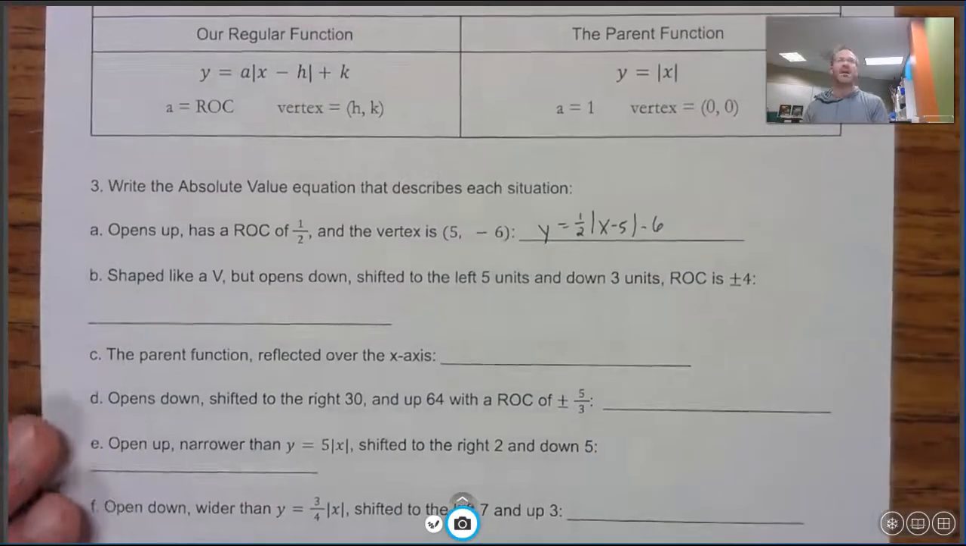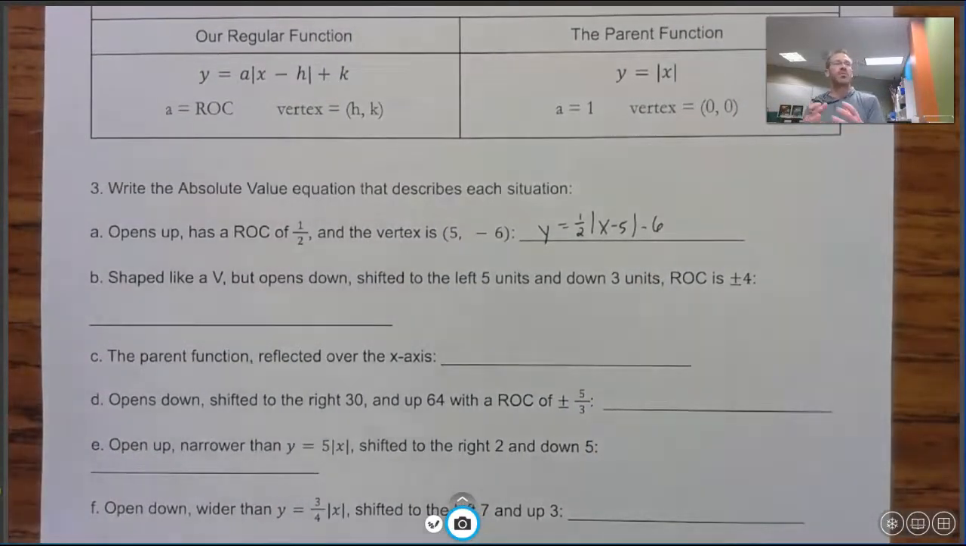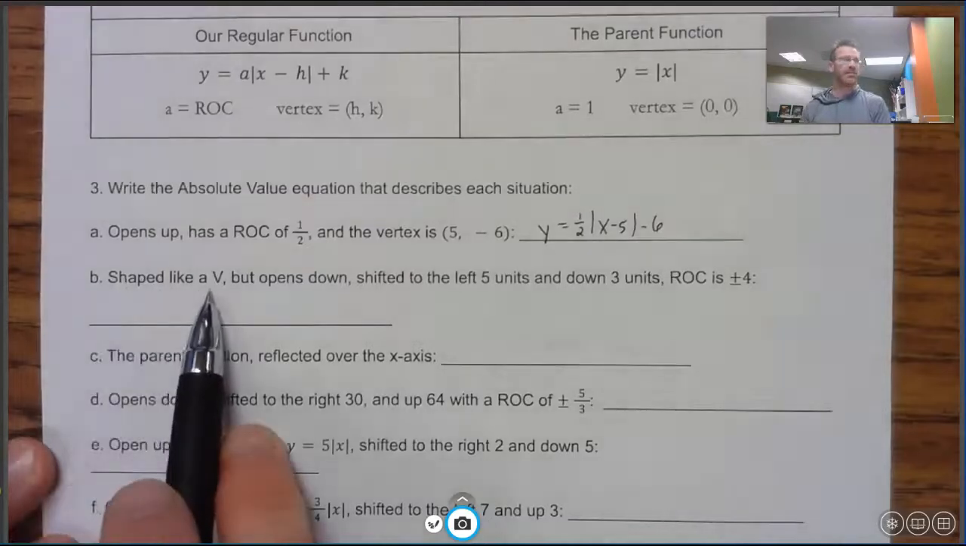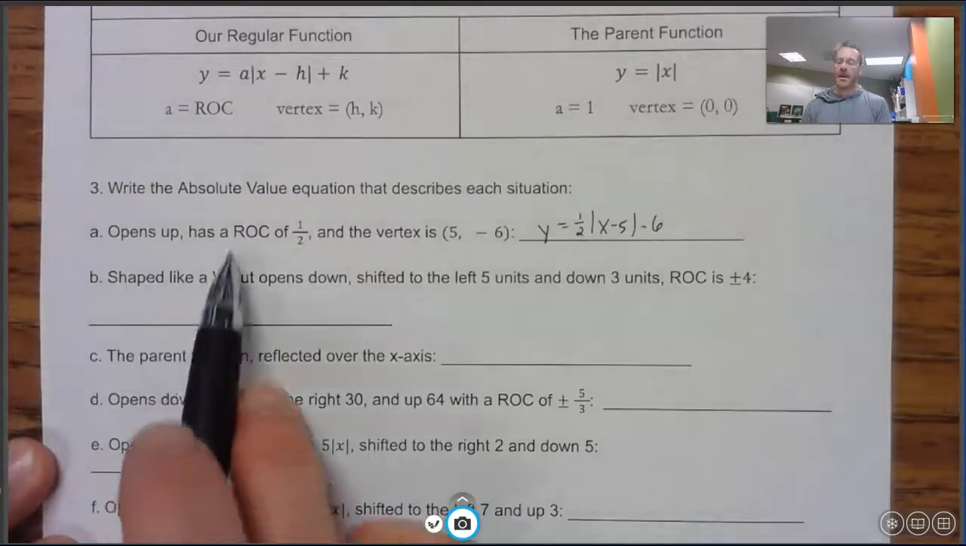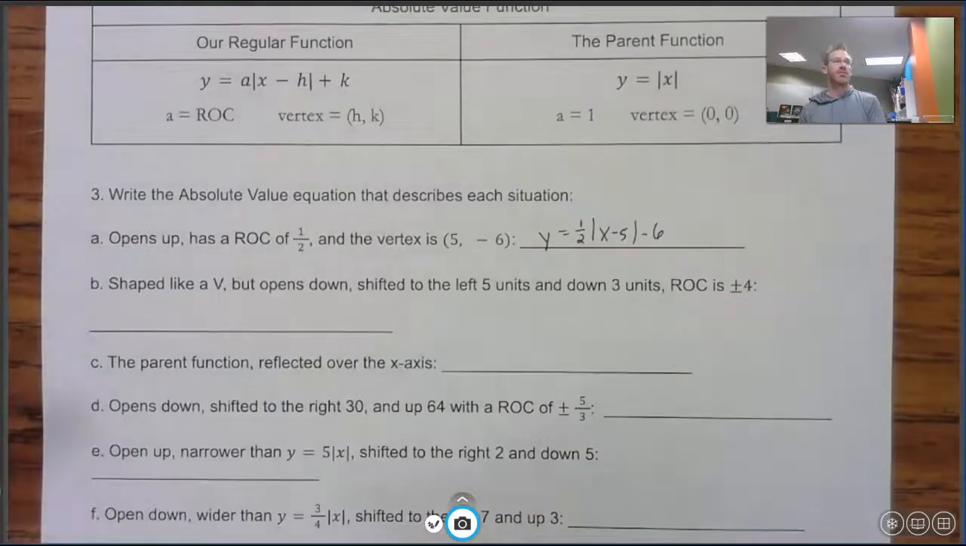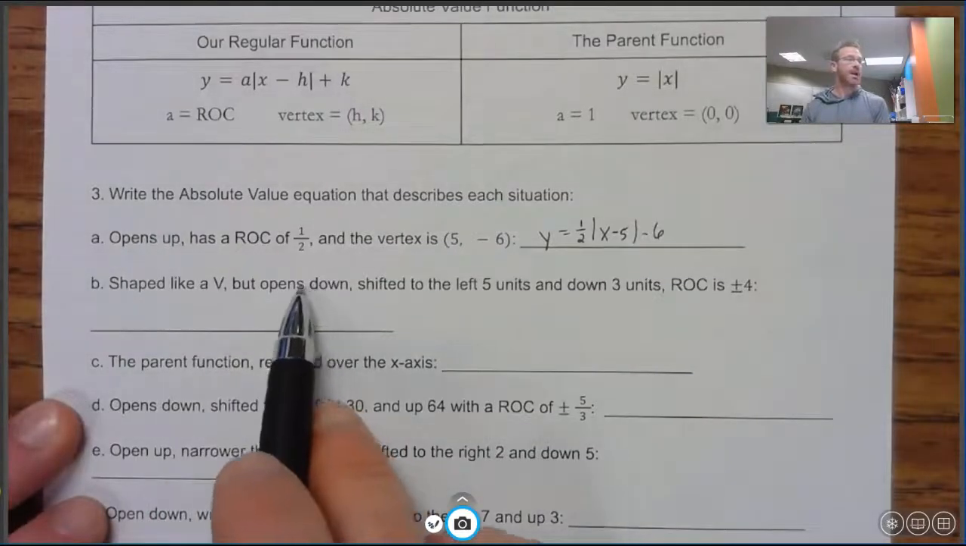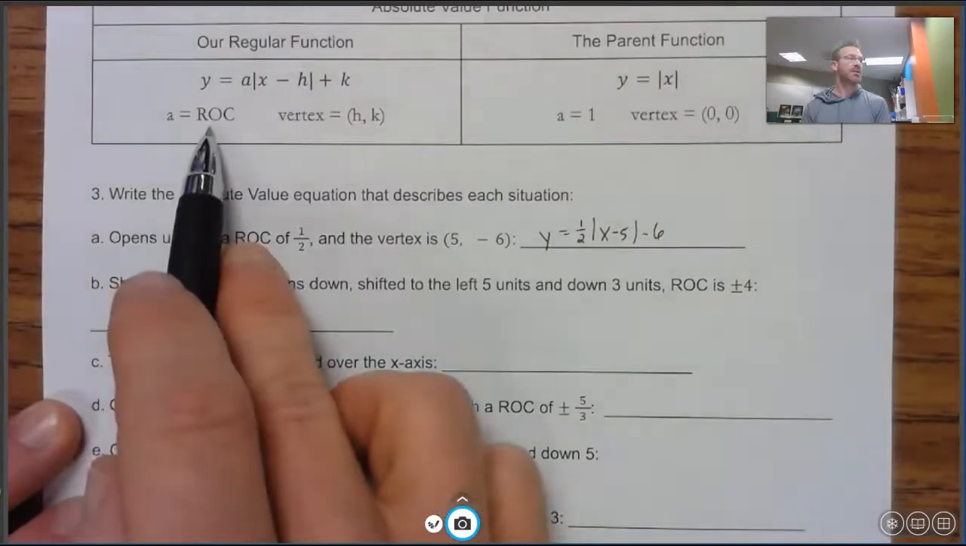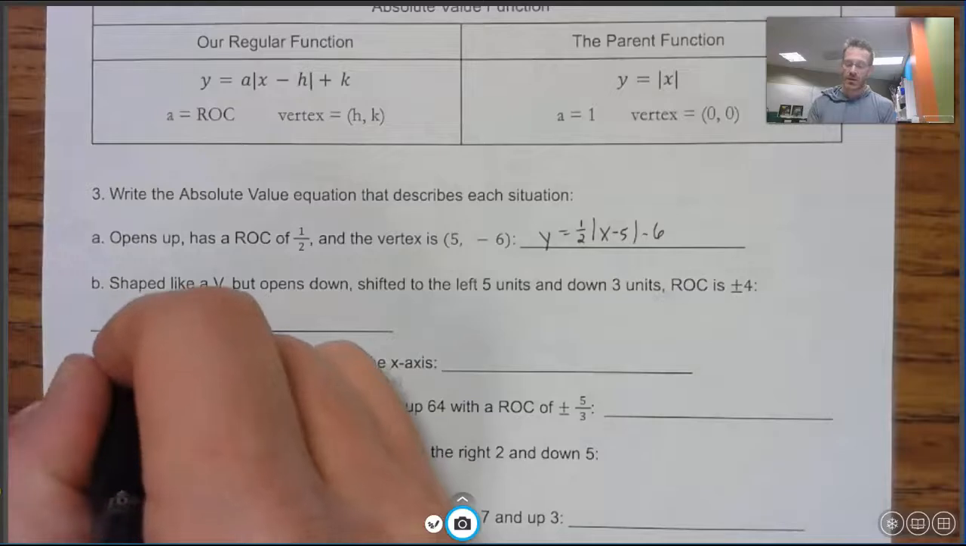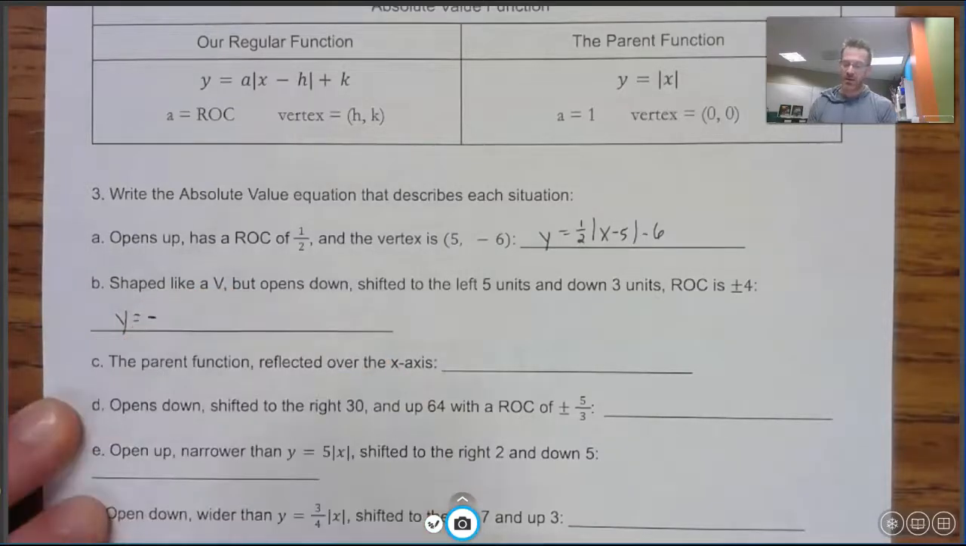So once again, nothing new really. It's just translating, shifting from how we get that information, and from what context we get that information. Now, shaped like a V, that should tell us it's absolute value. If it's shaped like a U, it'd be quadratic. Opens down, so now what I know is my rate of change has to be negative. So y equals, and it has to be a negative rate of change.